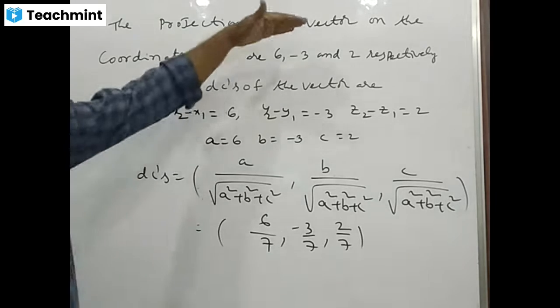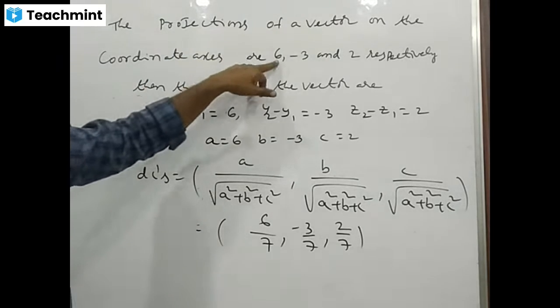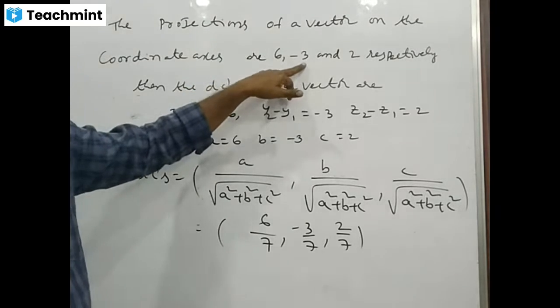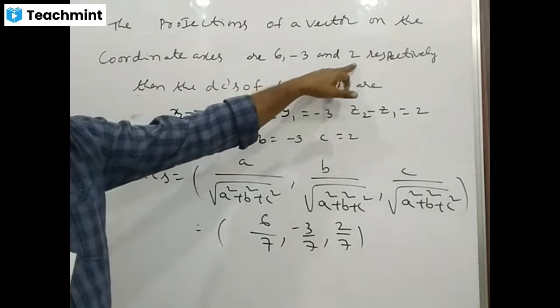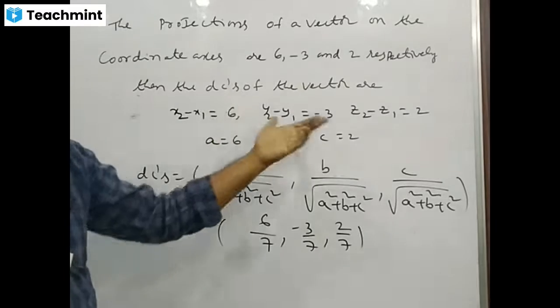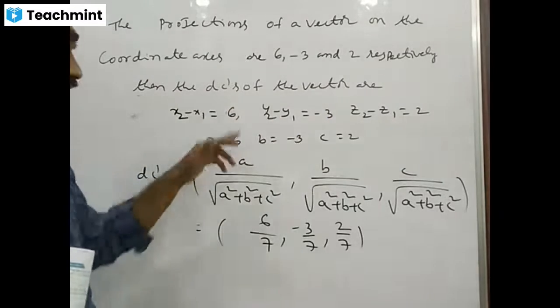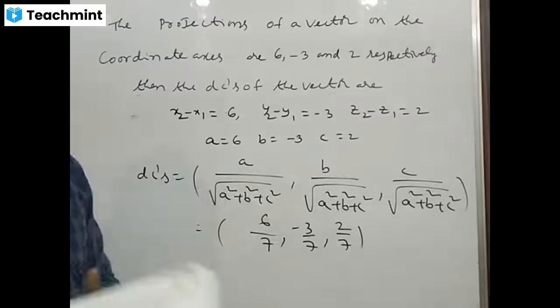Friends, projections on coordinate axes. Projection formula: x-axis x2 minus x1, y-axis y2 minus y1, z-axis z2 minus z1. That is equal to the direction ratios formula: x2 minus x1, y2 minus y1, z2 minus z1. These are direction ratios. Here calculate direction cosines.